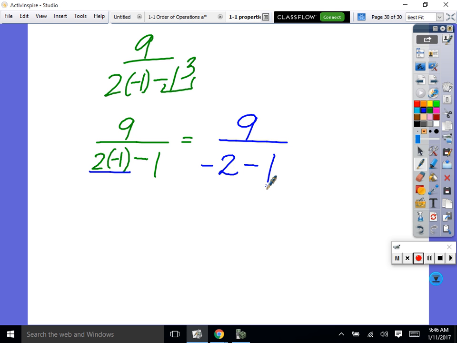Okay, so let's rewrite what the bottom is. We have a 9 over negative 3. And now we can divide. So we took care of making sure we simplified the top and the bottom, and then we'll go ahead and divide. So our final answer is negative 3. Good. You guys are doing great.